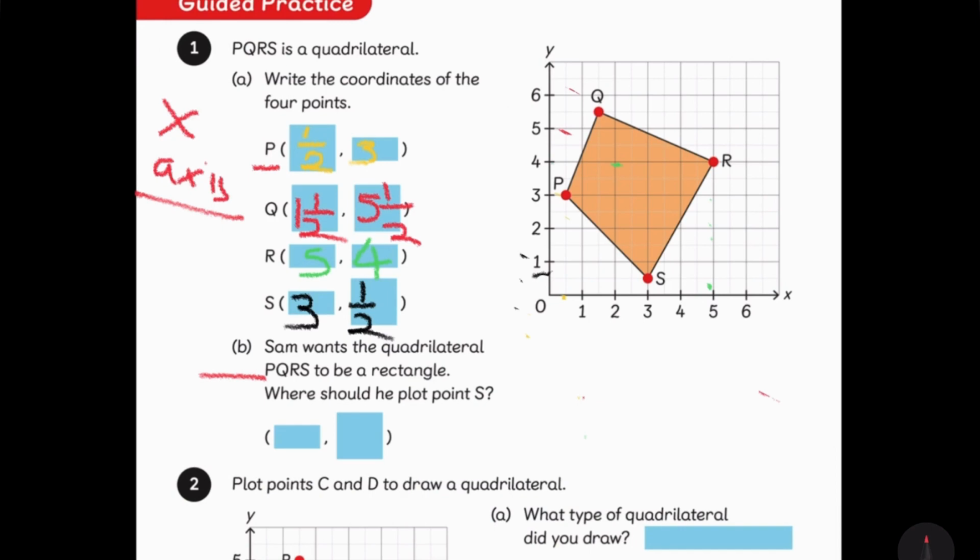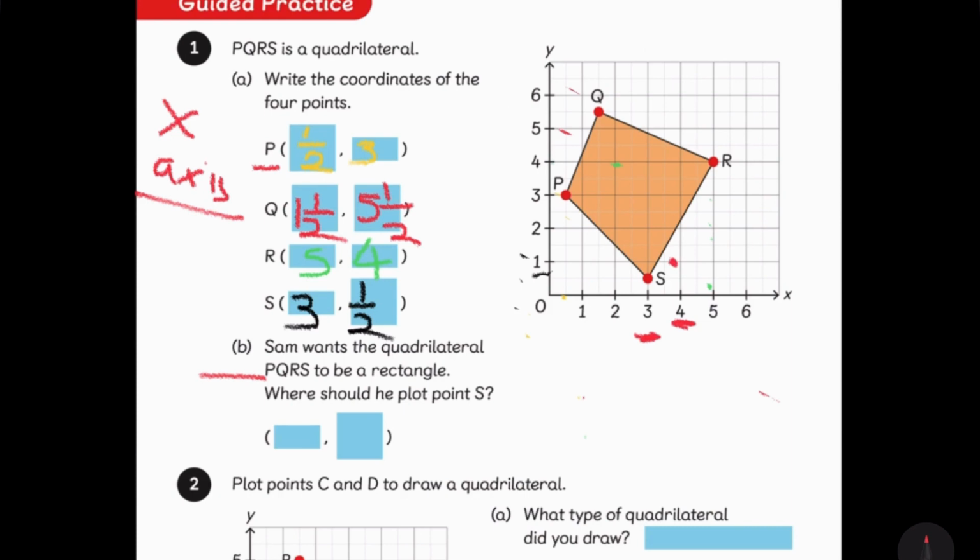So simple. What we will do? Sam wants the quadrilateral to be a rectangle. So we'll just replace the S. I will take this 3, just one point here, that is on my 4. So 4, when I place it here, would it be a rectangle? No, right? To make it a rectangle, I need it somewhere here.